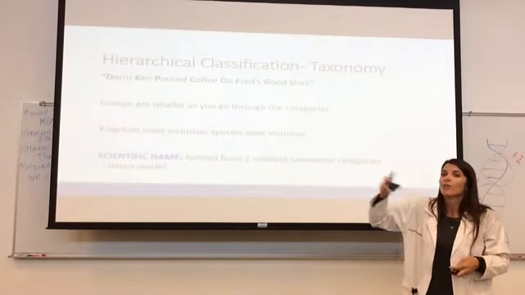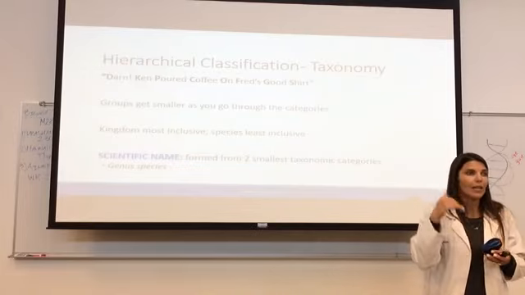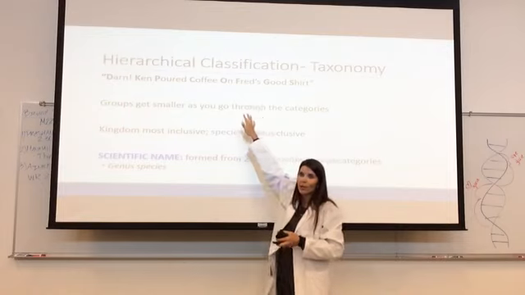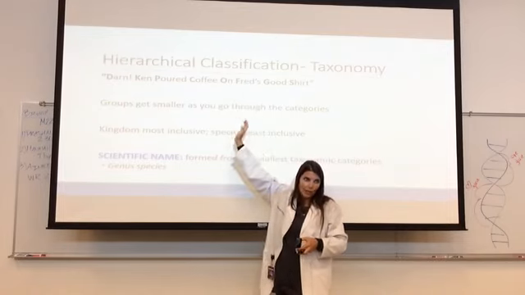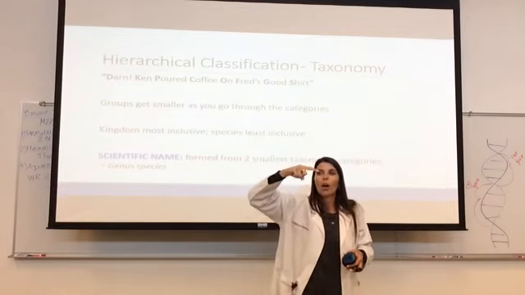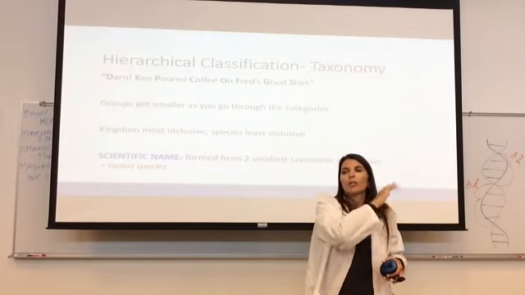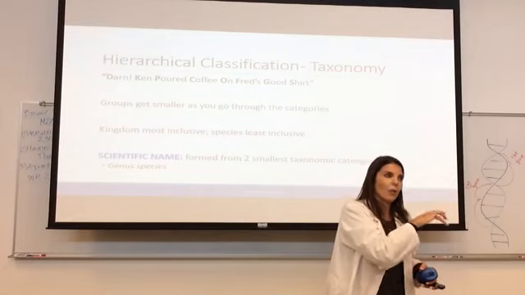Do you have to know the levels, the names? Domain, kingdom... Yes, you have to know them in order. This is the sentence I've used since 8th grade when I had to learn these initially: Darn, Ken poured coffee on Fred's good shirt. Kingdom, phylum, class, order, family, genus, species. Well, domain, kingdom, phylum, class, order, family, genus, species.